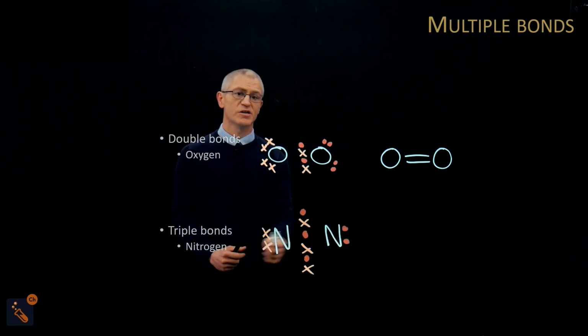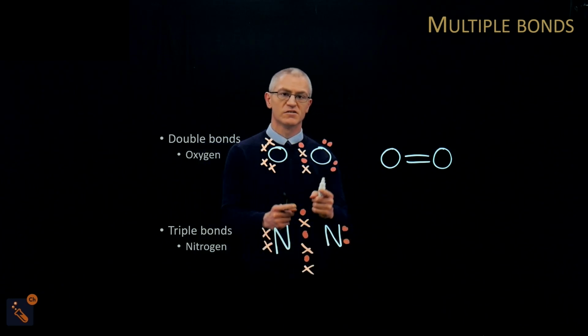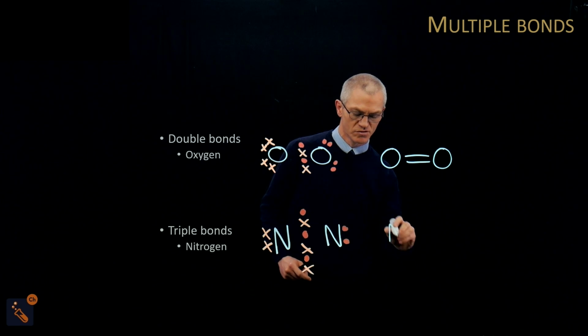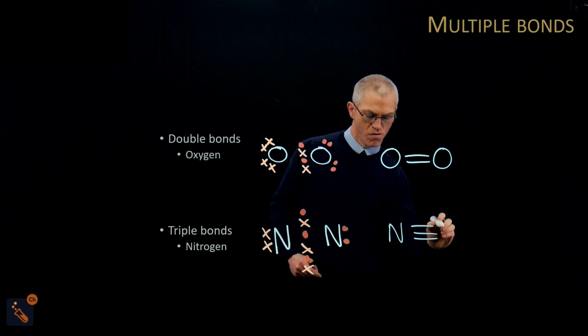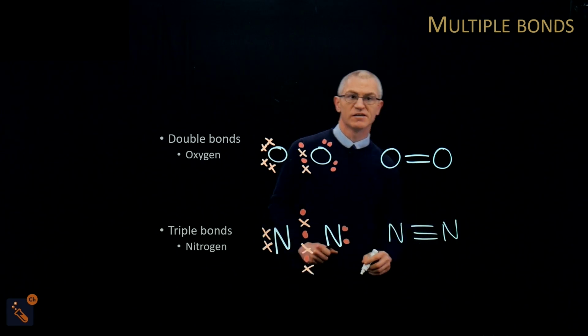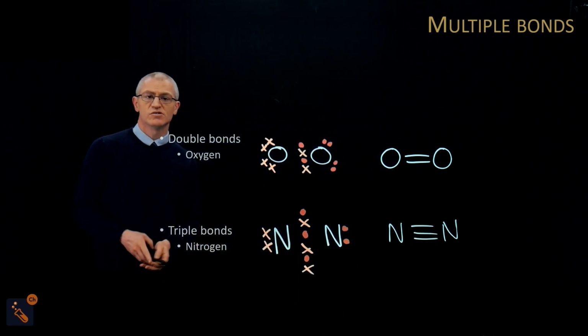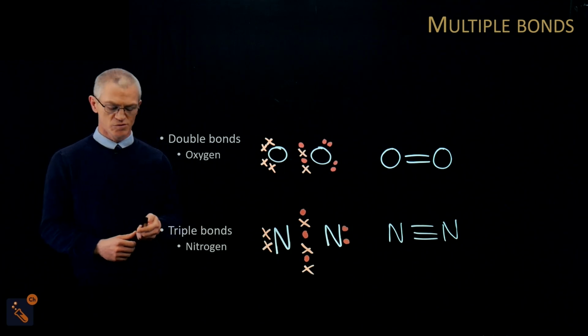Then we look at that and we go, right, we have done 3 pairs of electrons, and therefore that is why we draw it like this, and that's why you see nitrogen as that. So that is your nitrogen triple bond and your oxygen double bond.